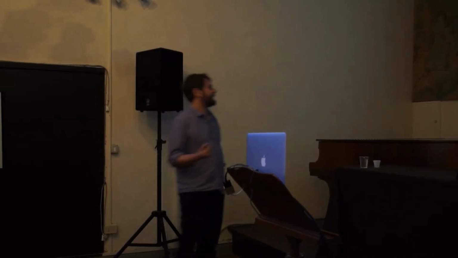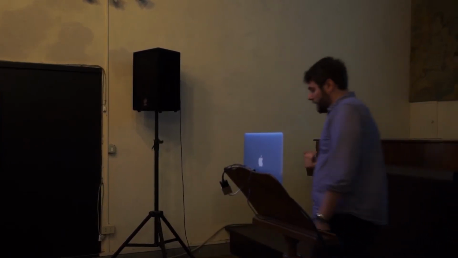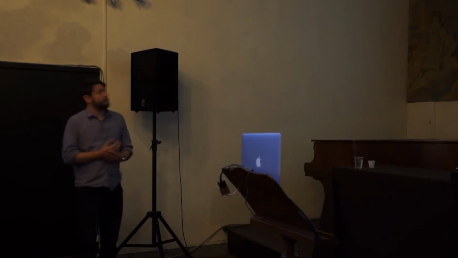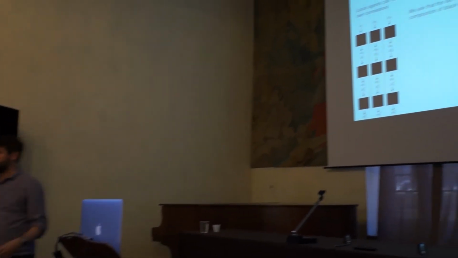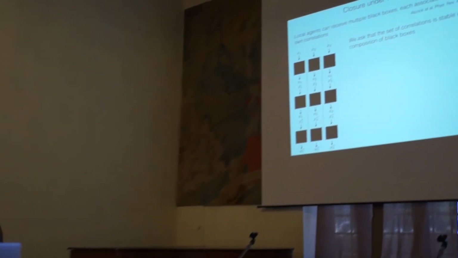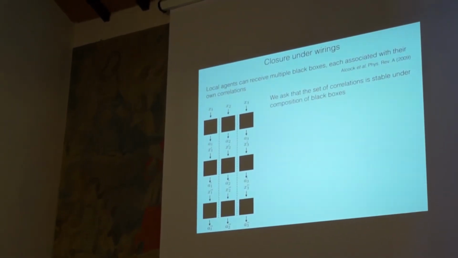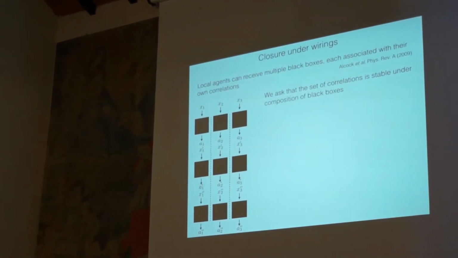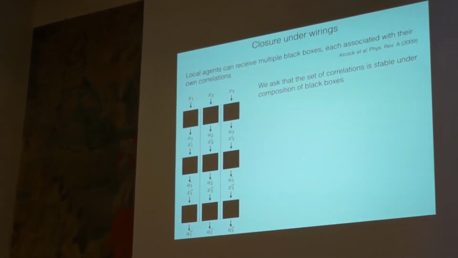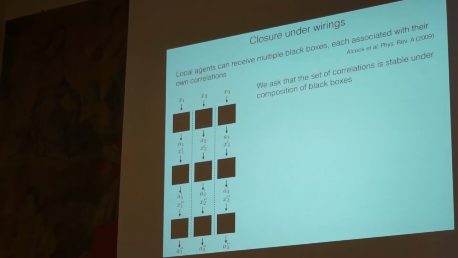So I've already mentioned the no signaling principle, and that doesn't quite give us the quantum non-locality, but there is another principle that you can come up with, which is the idea of closure under wirings. This is a very operational principle. The local agents, instead of just receiving one black box, can receive multiple black boxes. They can wait before they plug things in. Each black box is associated with its own probability distribution, its own set of correlations. And then we ask that the set of correlations is stable under composition of black boxes.